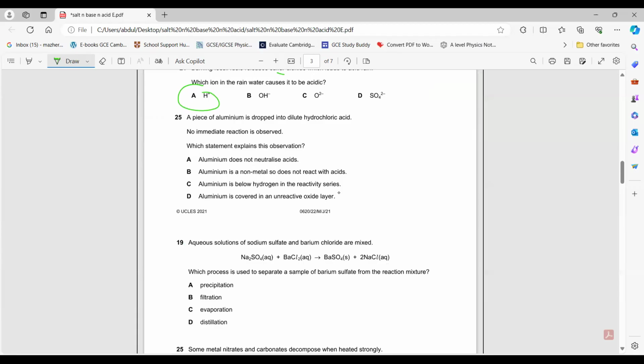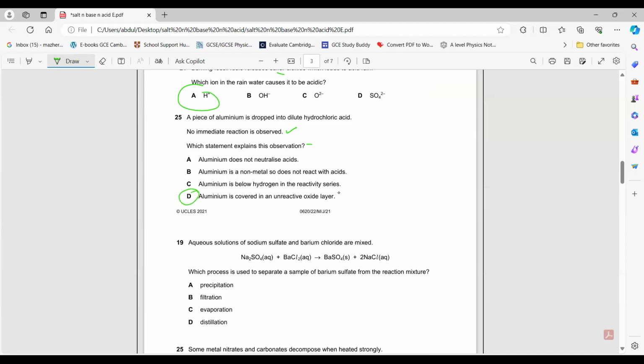Then we have a piece of aluminum is dropped into dilute hydrochloric acid. No immediate reaction is observed. Which statement explains this observation? If nothing happened, D at the most, तो उसका meaning क्या होगा? The unreactive covered oxide there. हाँ जी, जिसने उसको सेव कर लिया.